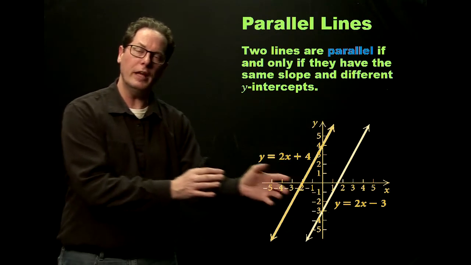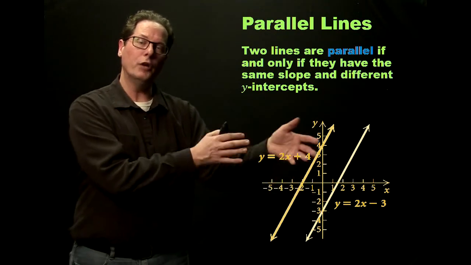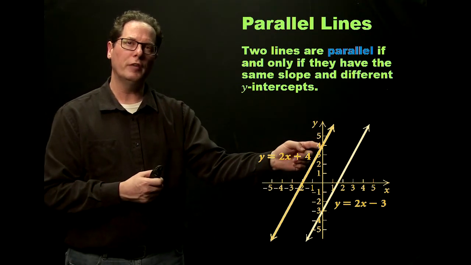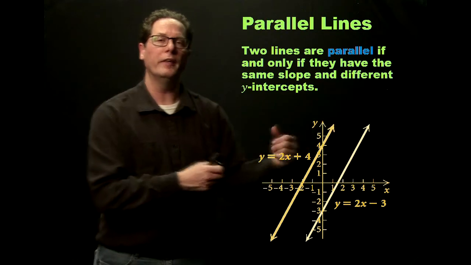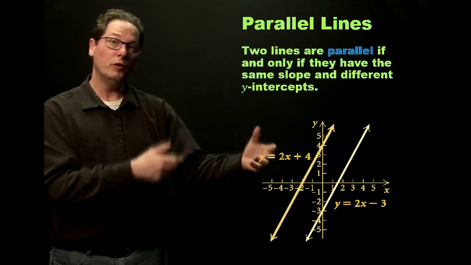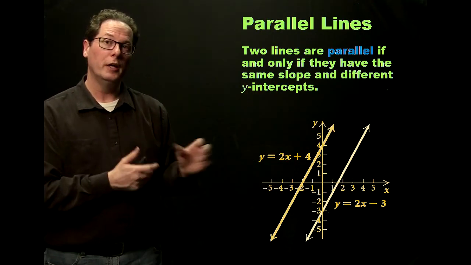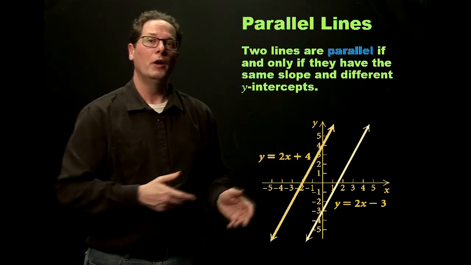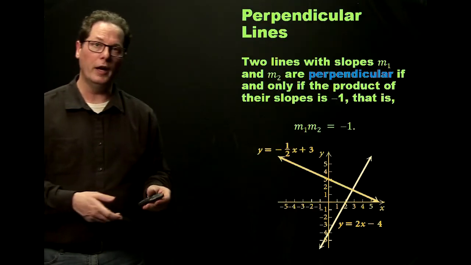Parallel lines have the same slope, but different y-intercepts. Now you don't have to know exactly this y-intercept. Any point on that line would be sufficient because we have the point-slope equation. If we have a point and the slope, then we can find the equation of the line.